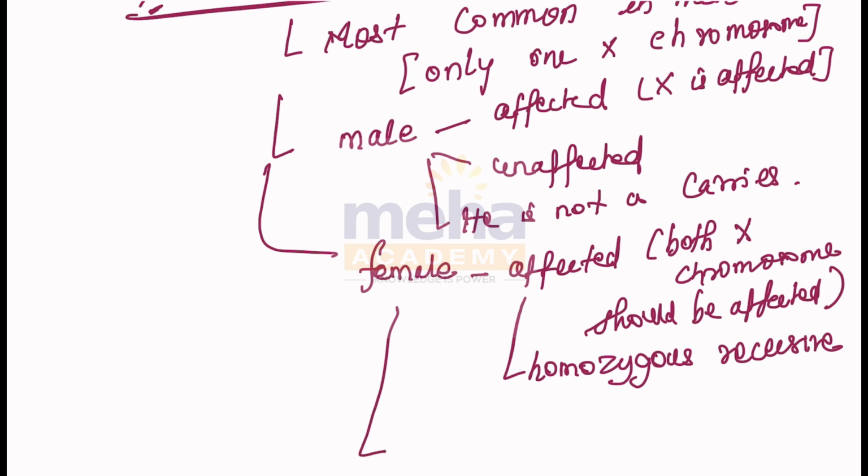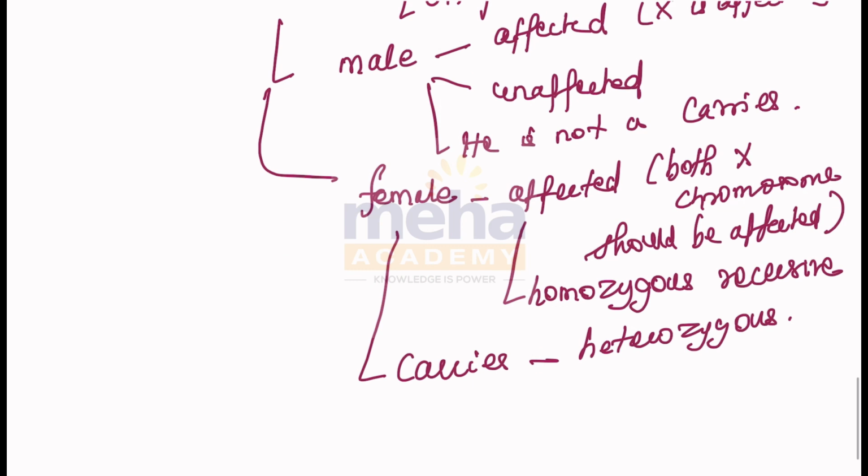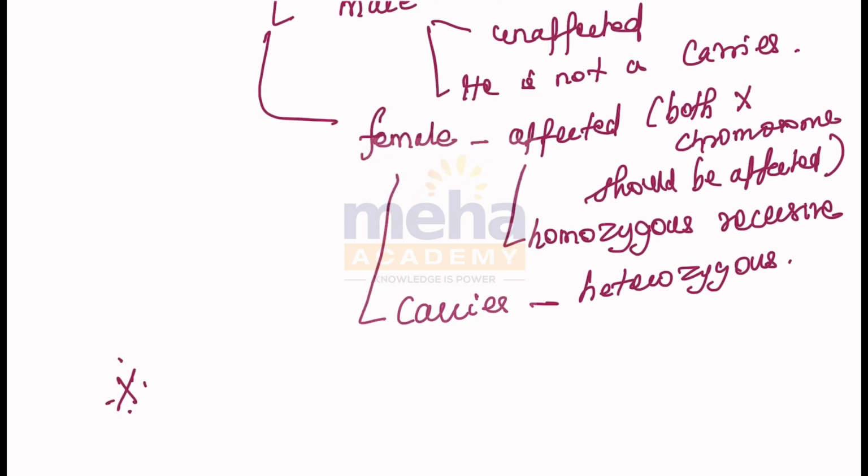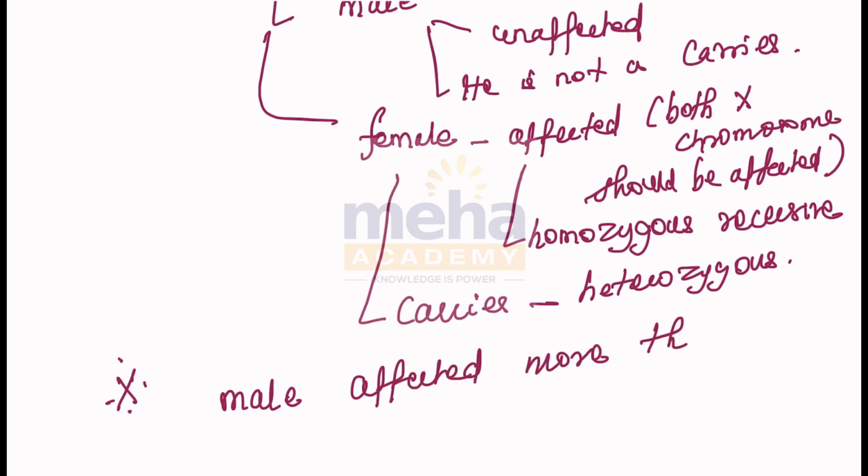Then the female can be a carrier also. For a carrier, they will be in a heterozygous condition. One of the X will be affected, so they are unaffected, but they will be a carrier. So the important point in X-linked recessive disorders is that males are affected more than females.